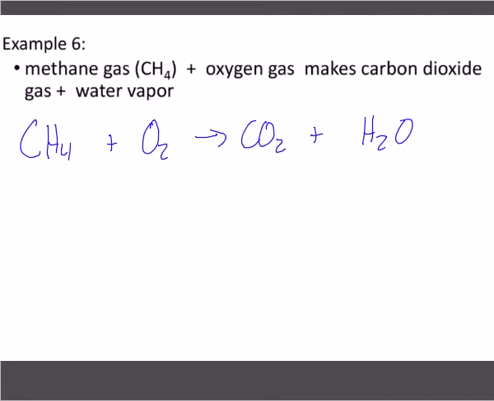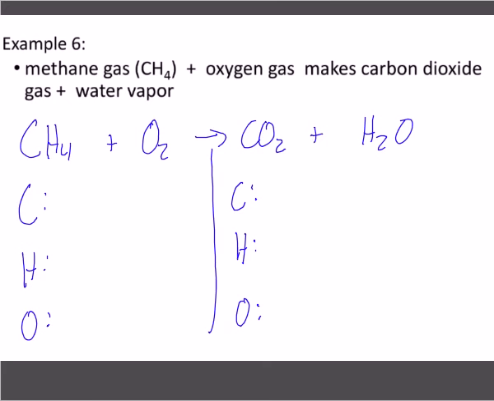So CH4 plus O2 yields CO2 plus H2O. Now you can go ahead. We've got carbon, hydrogen, oxygen, 1 carbon. 4 hydrogens on the left, 2 on the right. We've got 2 oxygens on the left, and we have 3 oxygens on the right. Carbon is balanced. Go ahead and balance your hydrogens next.